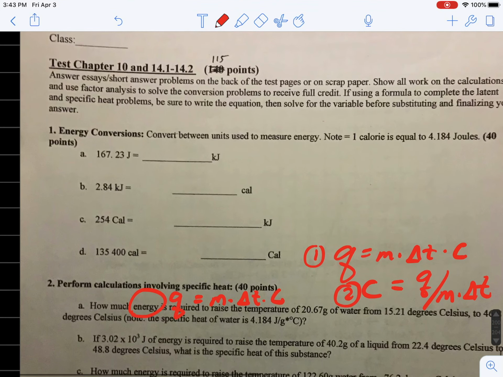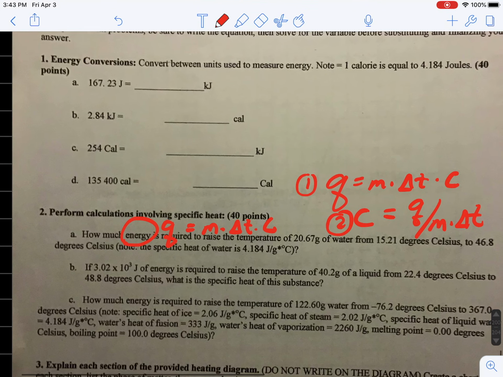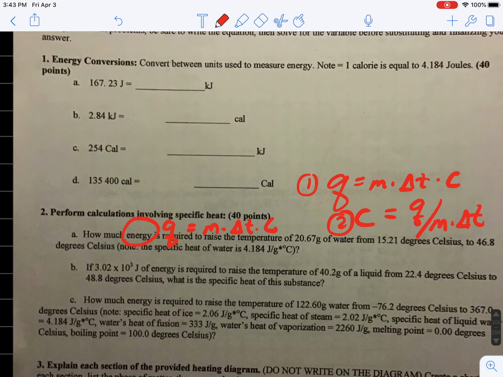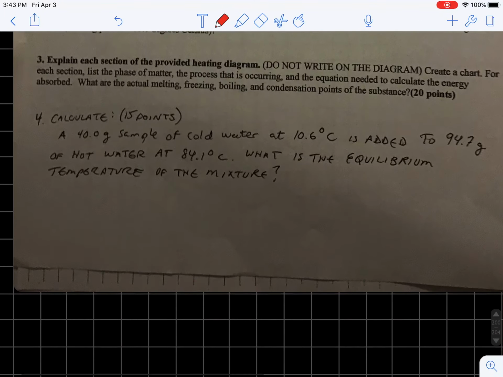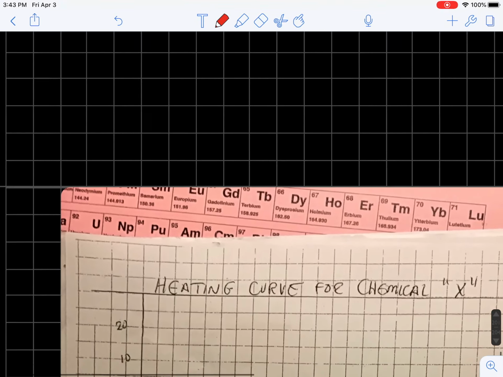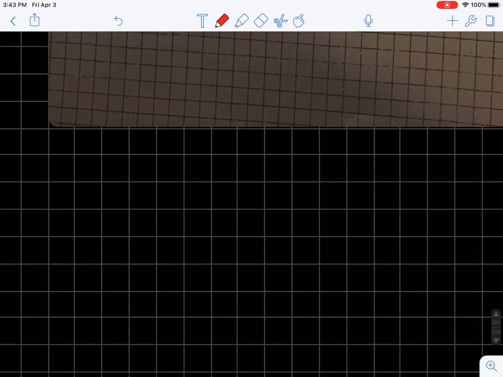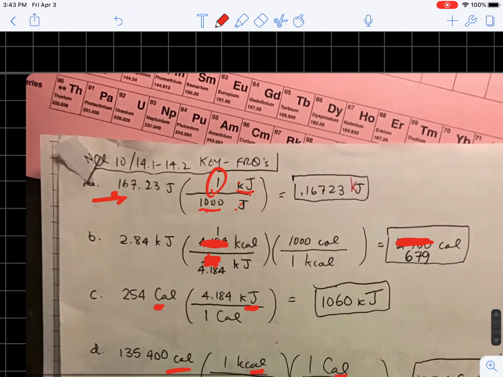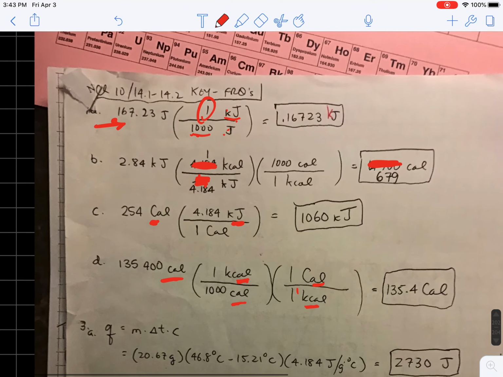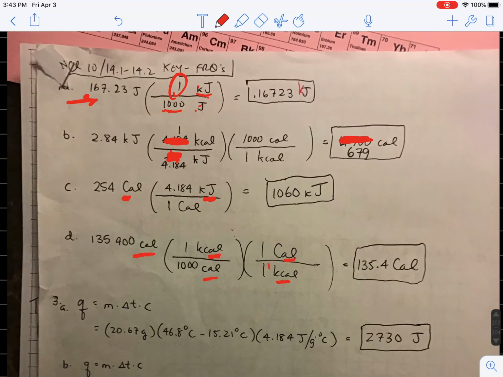Okay, the FRQs. We'll start with the conversion problems first. And I'm not going to belabor the conversion problems because most people did a pretty good job on this, but I will tell you the things that people ran into problems with.